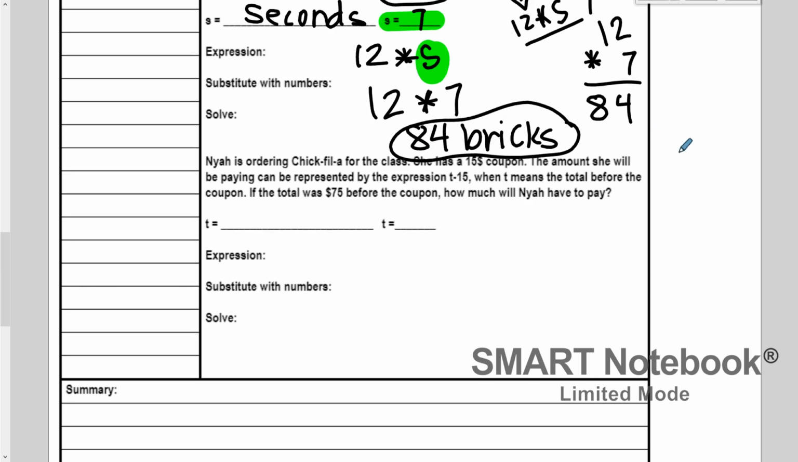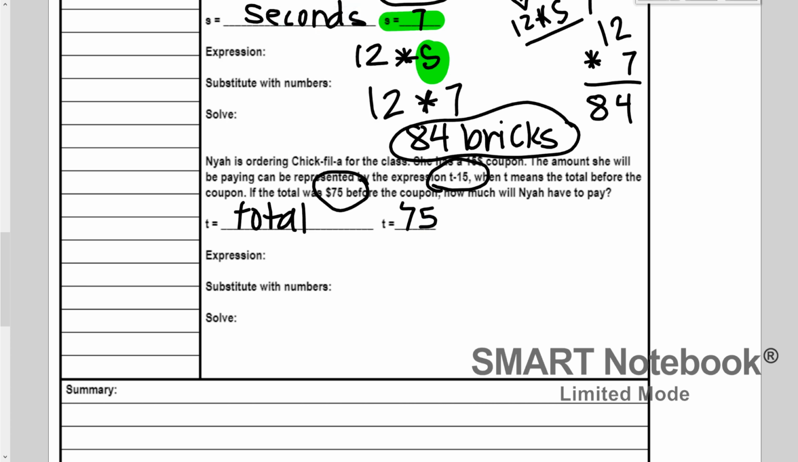Another situation, coupons. Naya is ordering our class some Chick-fil-A. She has a $15 off coupon. The amount she will be paying can be represented by the expression T minus 15. They tell us what the expression is. The expression is T minus 15. T means the total, so the total cost before she hands them the coupon. They're saying if the total was $75 before the coupon, how much will Naya have to pay? So they're telling us the total is 75. They're telling us T equals 75.